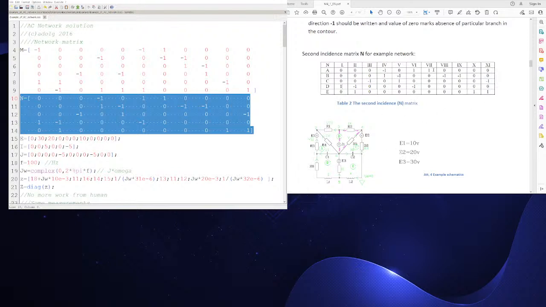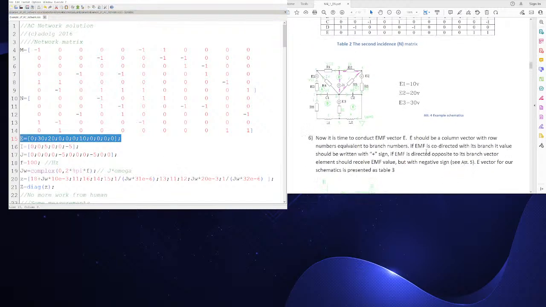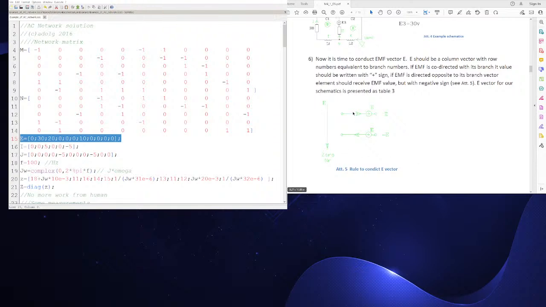So I got this small table. I can select it. Here is the table. It's the second incidence matrix. And here we see this matrix in our code. Next one, this one, the EMF vector. It should be a column vector, constructed this way.